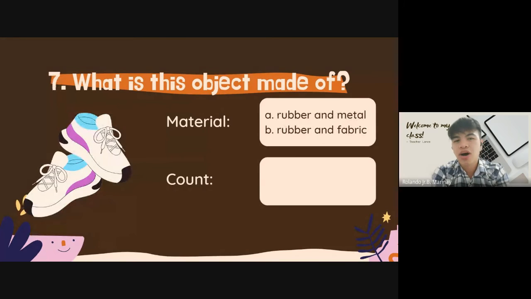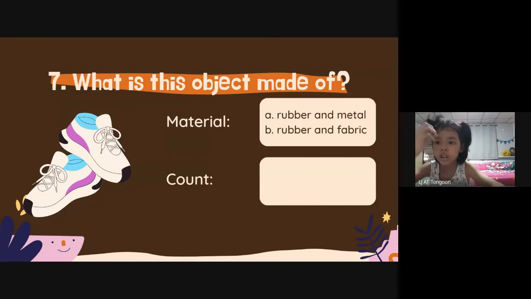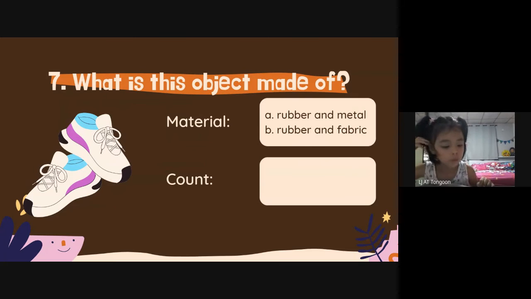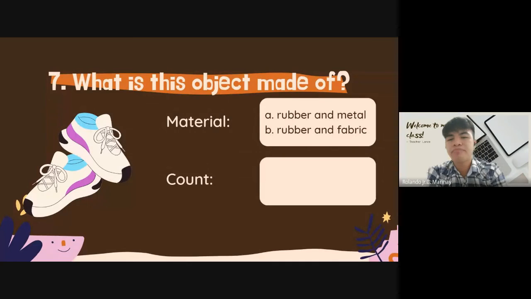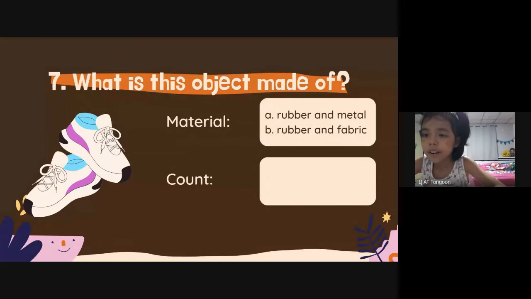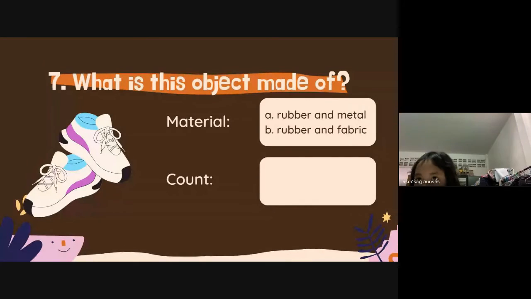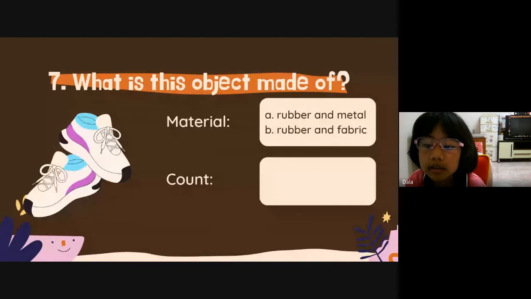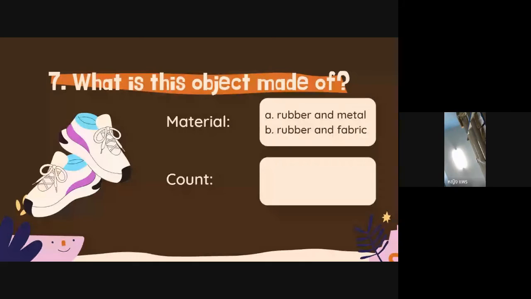7. Okay, what is it made of? What are the rubber shoes made of? Is it A, rubber and metal, or B, rubber and fabric? Some say A, some say B, but the correct answer is letter B, rubber and fabric.